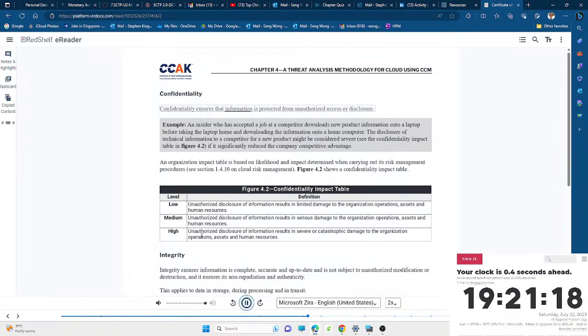Confidentiality ensures that information is protected from unauthorized access or disclosure. Example: an insider who has accepted a job at a competitor downloads new product information onto a laptop before taking the laptop home and downloading the information onto a home computer. The disclosure of technical information to a competitor for a new product might be considered severe.